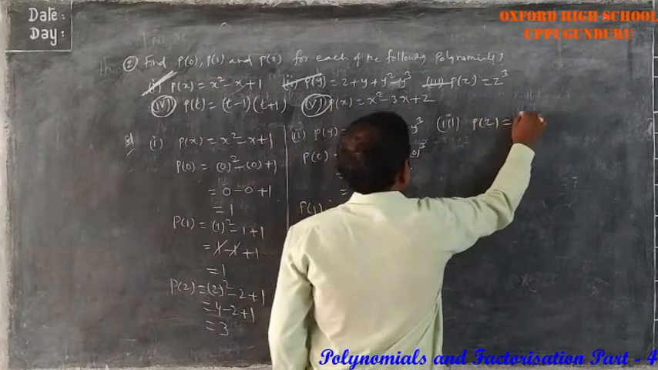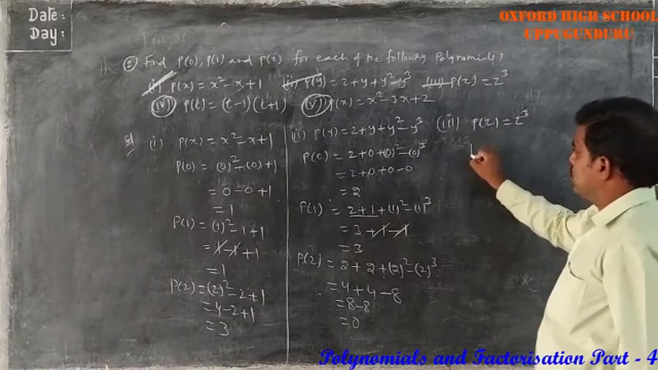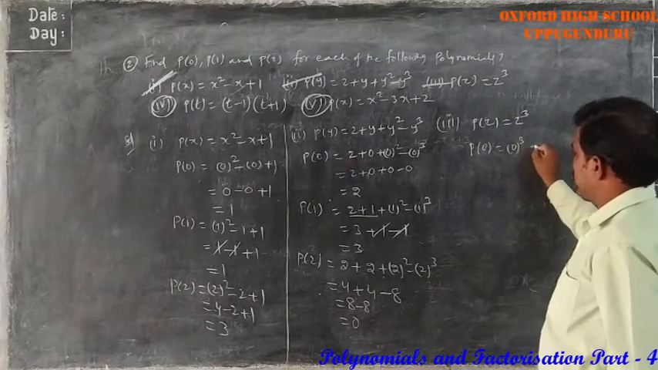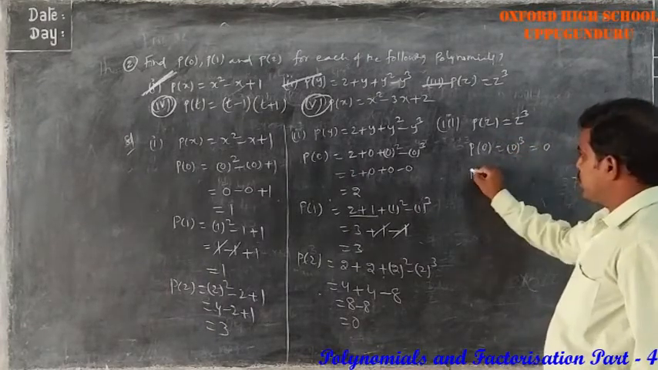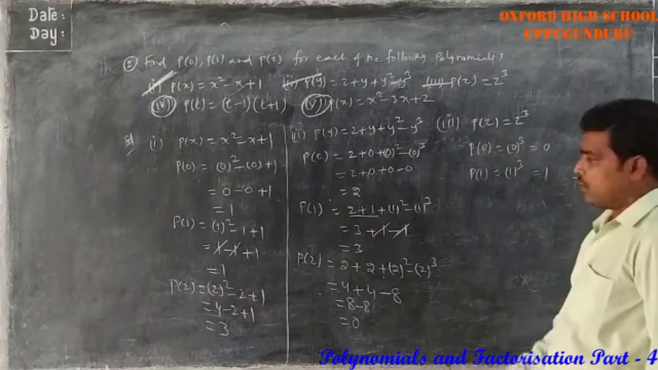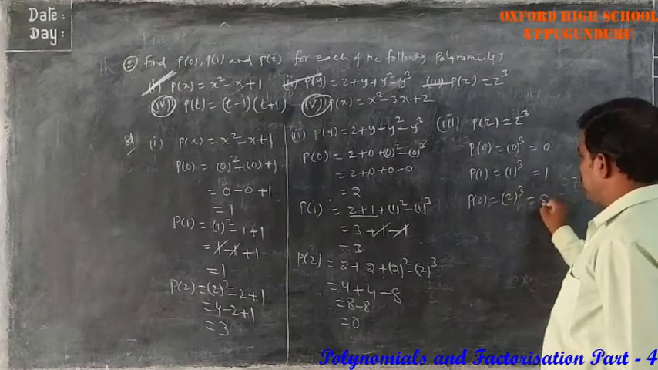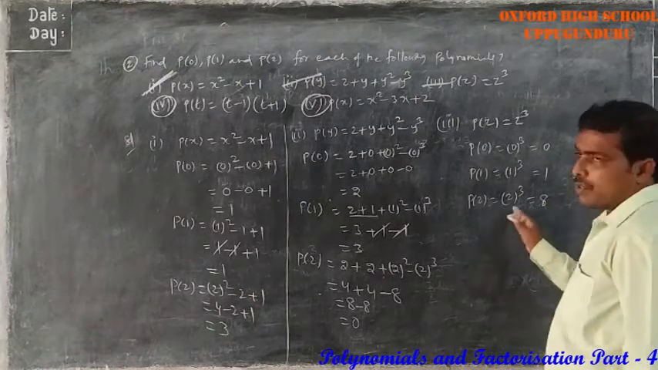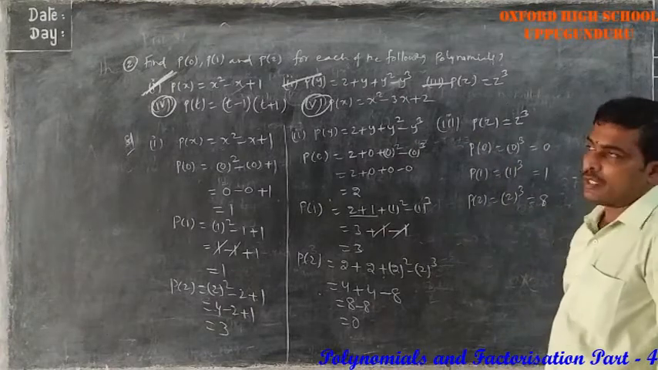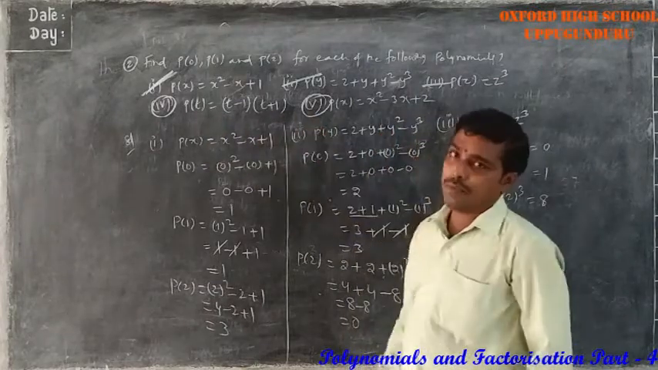Next, third one. P of z equal to z cube. So in place of z you have to substitute 0, 1 and 2. Now P of 0 cube. What is 0 cube? 0. Now P of 1 cube. What is 1 cube? 1. P of 2 cube. What is 2 cube? 8. So in this way you can find the values of P of 0, P of 1 and P of 2 for each polynomial they give. So in this exercise you have to do fourth one and fifth one.